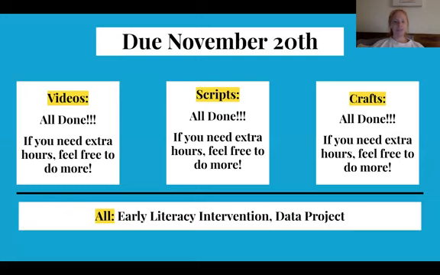So assignments for this week, all of our videos and scripts are done, yay, and crafts. So if you do need extra hours or if you need to make up any missed meetings or projects from throughout the semester, just let your coach know and you can do an extra video script or craft for whatever you want. It doesn't have to be something that your group was assigned. You can do something that a different group did that you're just really interested in.